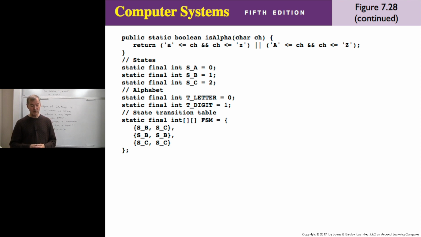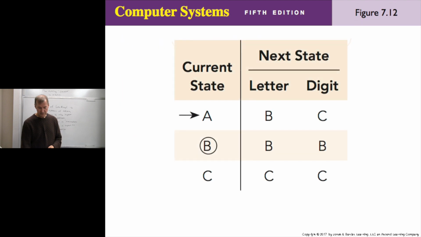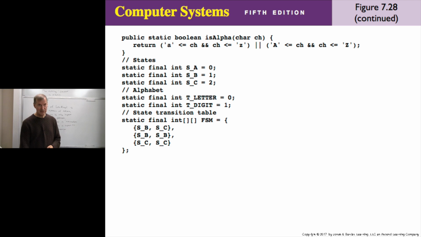Do you see this Java terminology, how you can initialize a two-dimensional array? It's an open brace at the top and a closed brace at the bottom, and then an open brace and closed brace for each row. So do you see that this is that table? This is our state transition table. What do we have in the table? BC, BB, CC. Let's go back here. BC, BB, CC in figure 7.12. Does everybody see that that's that table? Are you with me? Is everybody good?